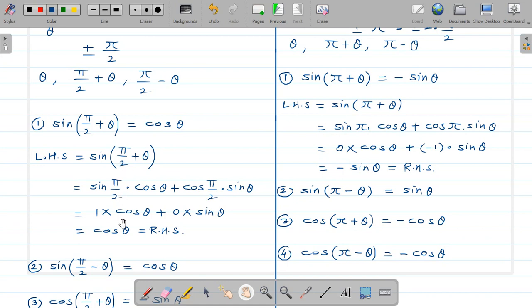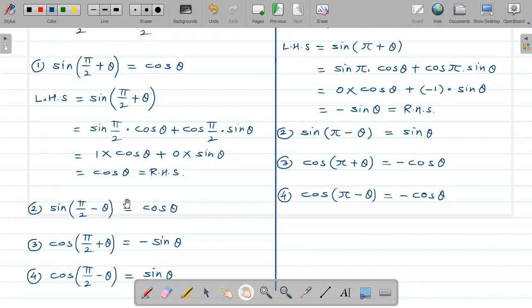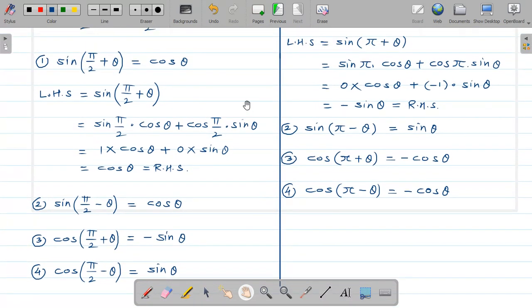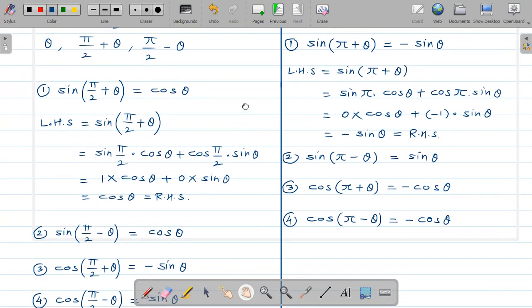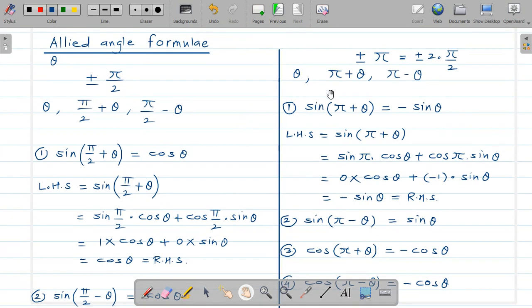This is the proof of that formula. Already we have discussed. Also sin of pi by 2 minus theta is equal to cos theta. Then cos of pi by 2 plus theta is equal to minus sin theta. And the last one is cos of pi by 2 minus theta is equal to sin theta, where the sum or difference between the angles is either plus or minus pi by 2. That we have discussed as a basic formula.